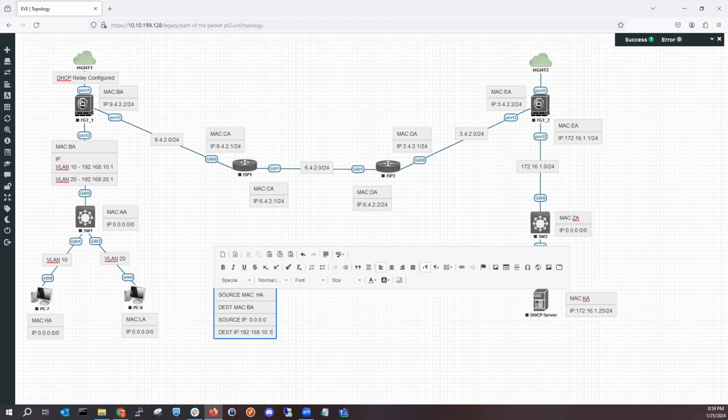Okay, we're still in layer 2. Right, we're still at layer 2. So then it's still 255.255.255.255. You sure? Yes, positive. Okay, that's incorrect.